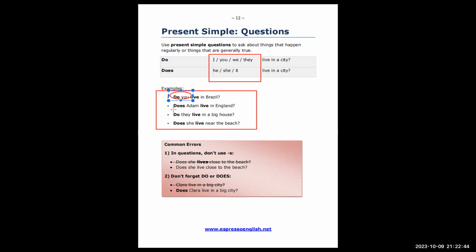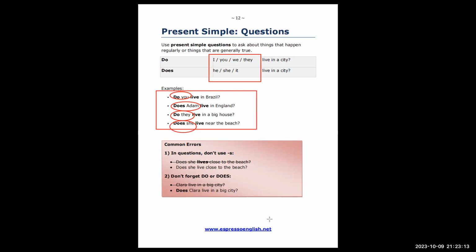And then next is, does Adam. Adam is the noun there, or the subject, so you will use does. Another, do they. So the next word after do is they. For they, that's plural, so you have to use do. And then she. So you should use does. Okay?